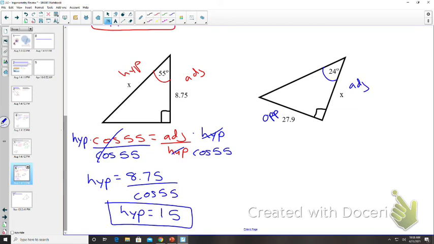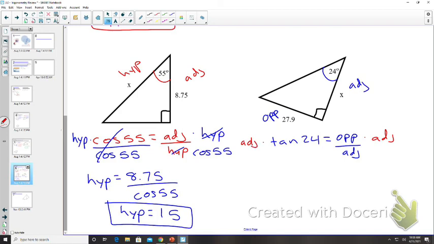So SOH-CAH-TOA. O and A. So TOA. Okay, so tan 24 is equal to opposite over adjacent. We're isolating for adjacent. So multiply both sides by adjacent.